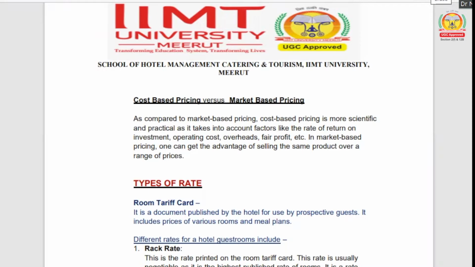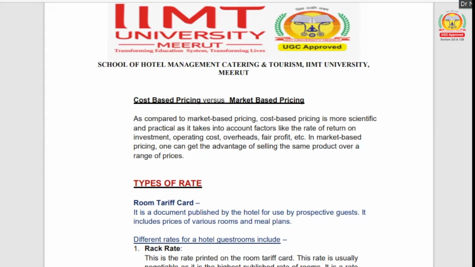So now, what is the room tariff card we have discussed earlier? It is a document published by the hotel for the use of prospective guests, right? It is a published room rate, okay? It includes prices of various rooms and meal plans, right? So different rates for a hotel are there, which we are going to study now.